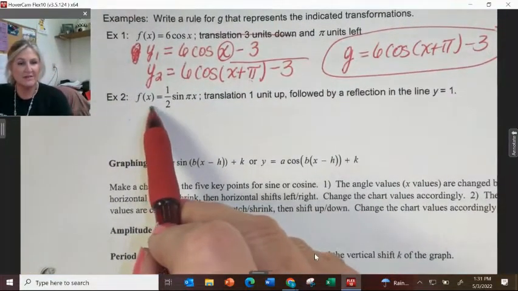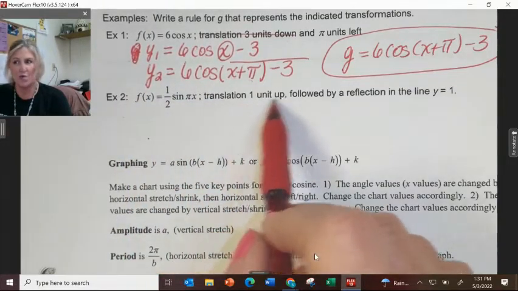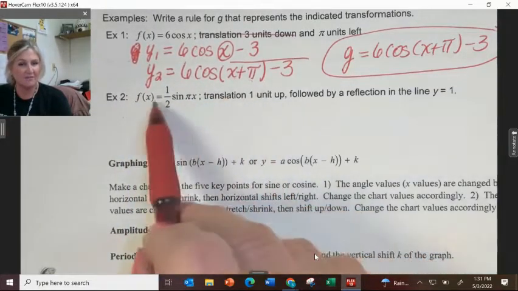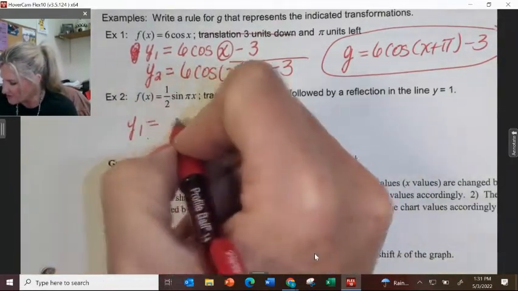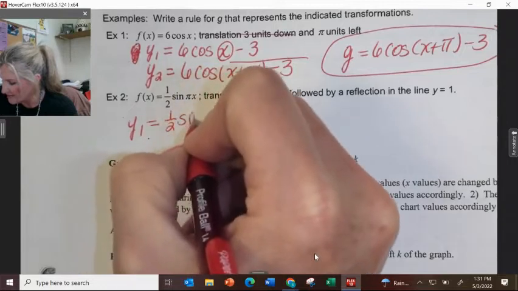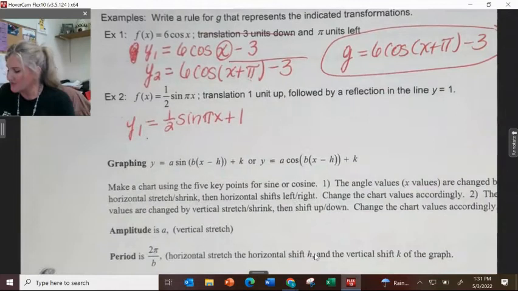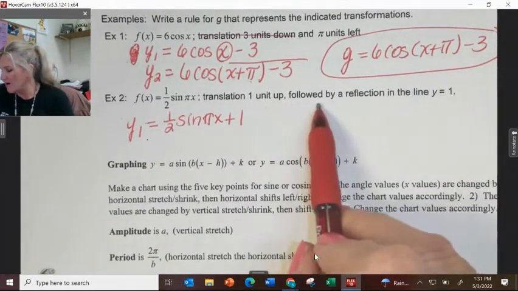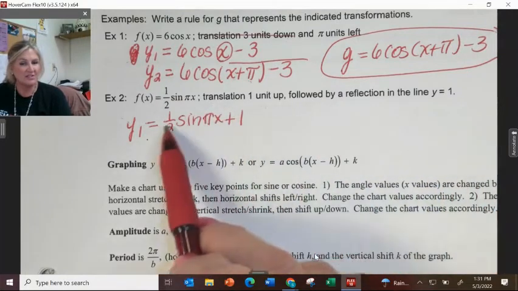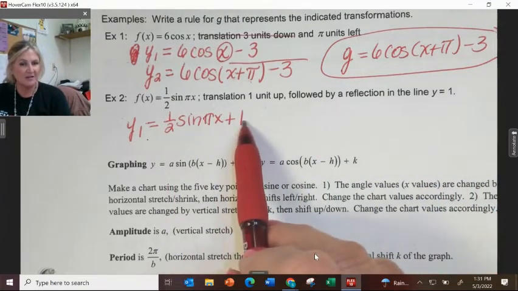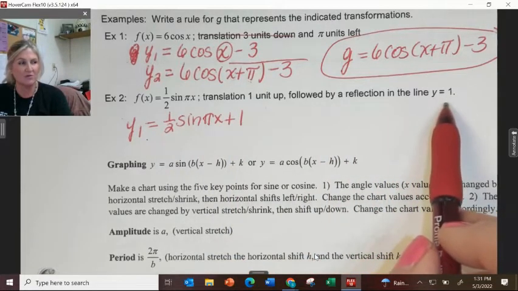All right, so on the next one it says we've got this function. We want to translate it 1 unit up, first of all. To do that, think about what we would need to do first. What are we going to do, you guys? Plus 1. That's our first step. Then it says followed by a reflection in the line y equals 1. Since we took this up 1 unit, there's something that I can do so that I have a reflection in the line y equals 1.